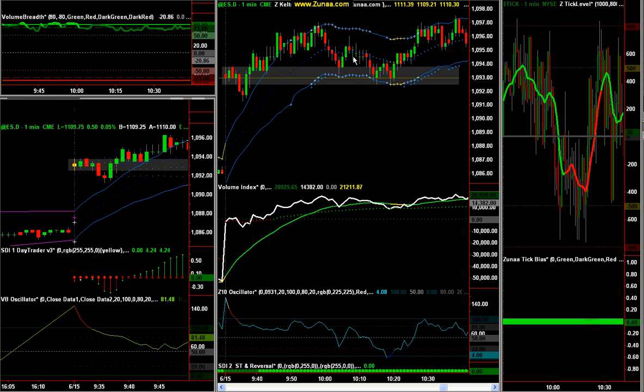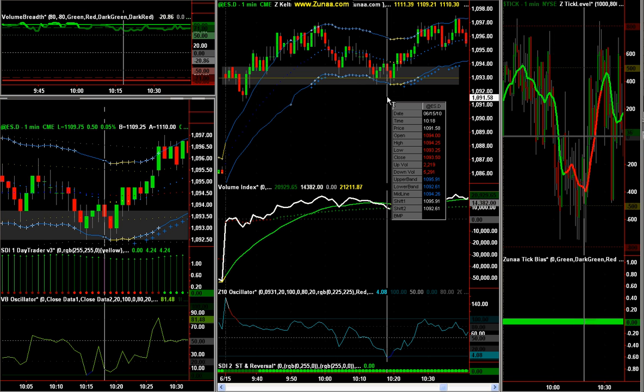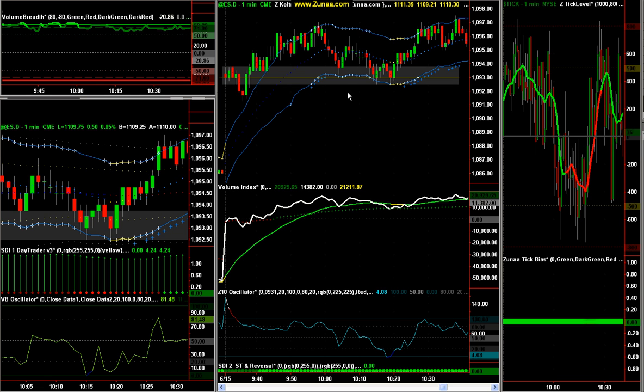As soon as we stepped right into it, boom, we got a reaction low here, and then we came back into it. Once we came back to point of control and inside that zone, and everybody that knows me for a long time knows I always take trades right out. I'm looking for trades around support and resistance areas or zones. Volume index is bullish, and if you look at volume breadth, bullish. So as you can see, it's a very easy trade.